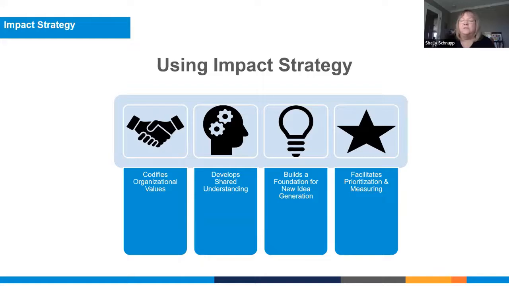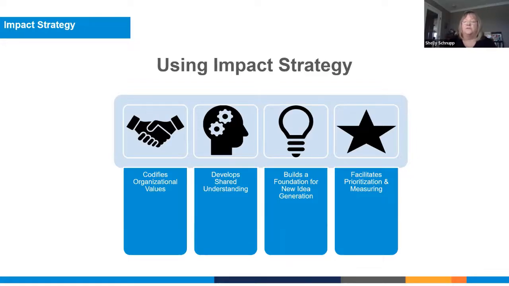Another reason to have an impact strategy, or a way to use it: we've learned over time that it's extremely helpful in developing shared understanding among those involved in its development. And typically we're talking board members, staff members, senior staff members, but it really does test where we are in shared understanding of the organization's purpose as defined by the intended impact.